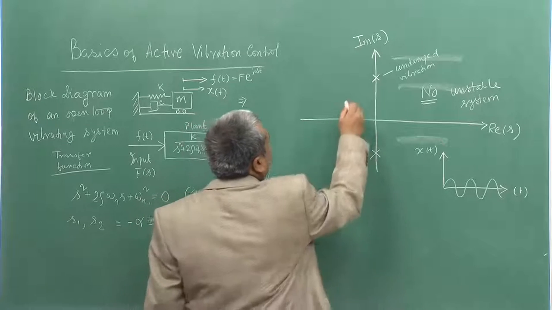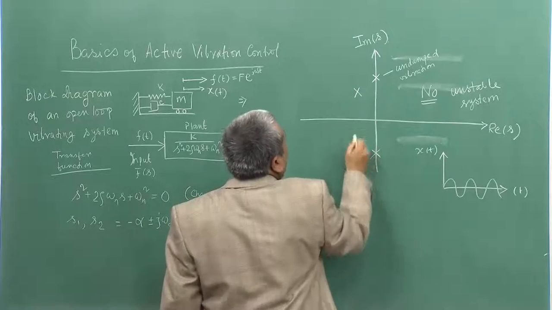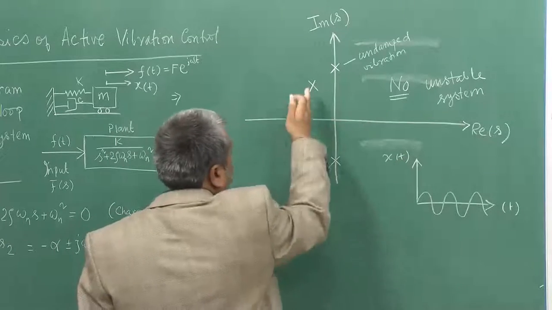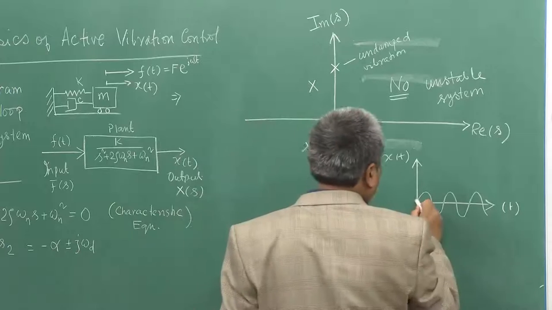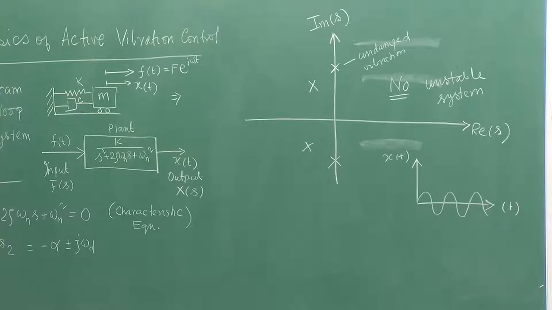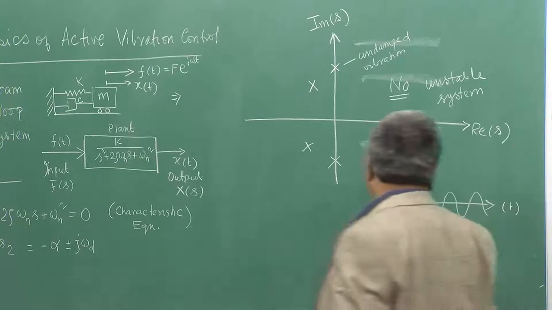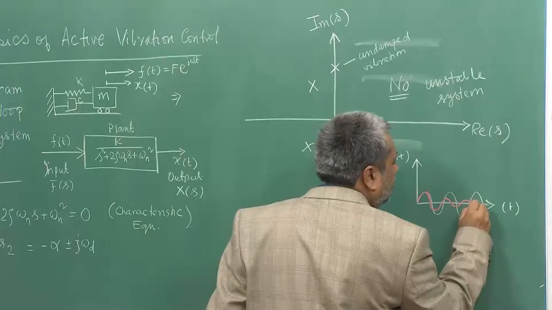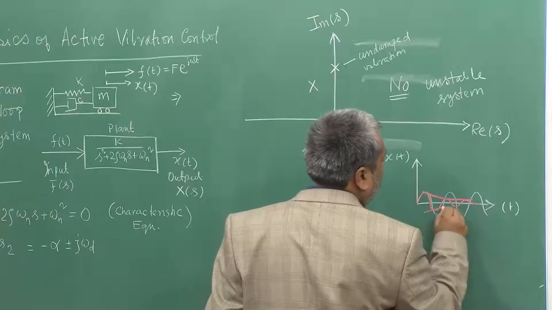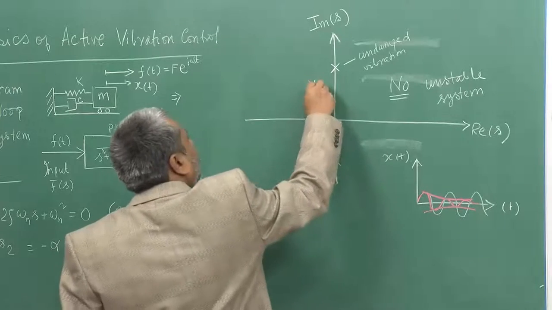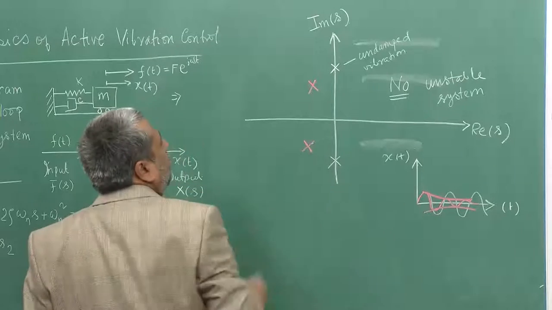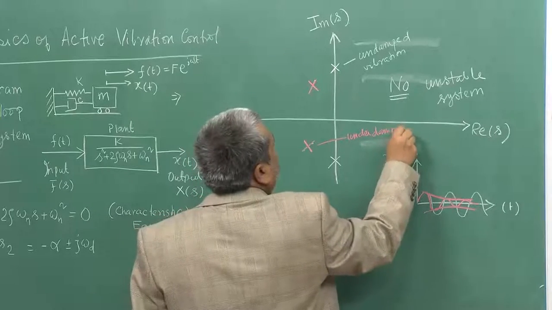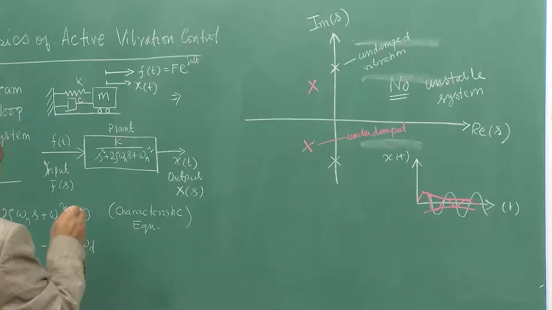Now, if the roots change from this location to, let us say, a pair of complex poles in the left half plane, in the right half plane the roots are not there, but these two roots are in the left half plane. In that case, these roots are going to show a different type of response. It is going to come down exponentially with respect to time. So, there is an exponential profile, and that corresponds to underdamped roots. This is the case which you will frequently observe in terms of vibration control.